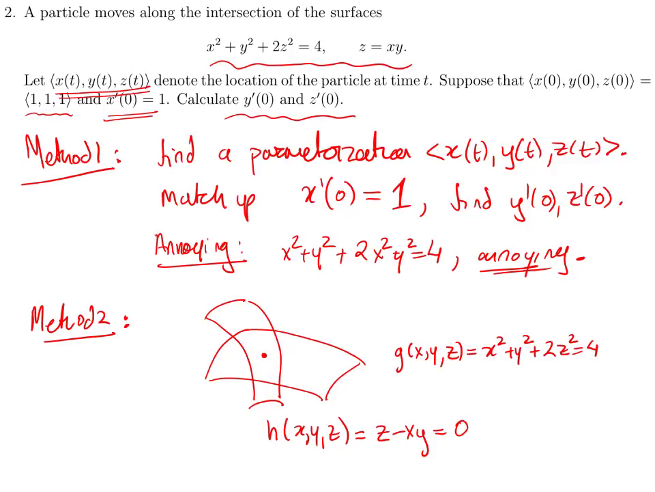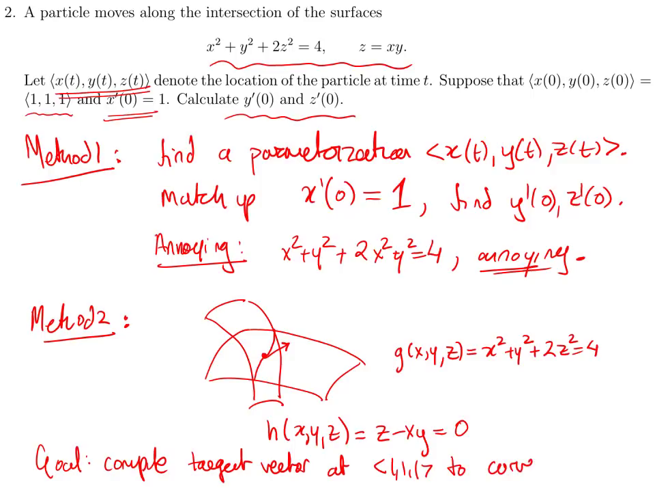And I want to find, so these things intersect in some curve. And what I'm interested in is, I want to find the tangent vector to that curve at that point. Because if I can do that, then I can figure out the y and z partial derivatives, which are just coefficients of the tangent vector, using the value of the x derivative. So goal is to compute a tangent vector at 1, 1, 1 to the curve of the intersection of these two.